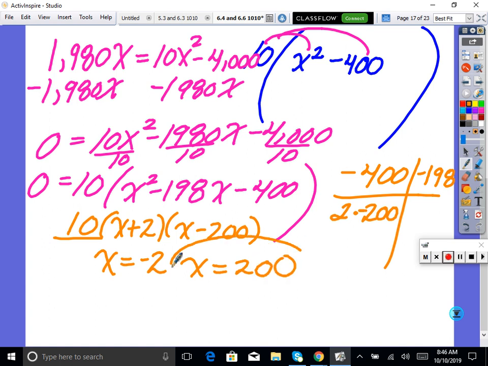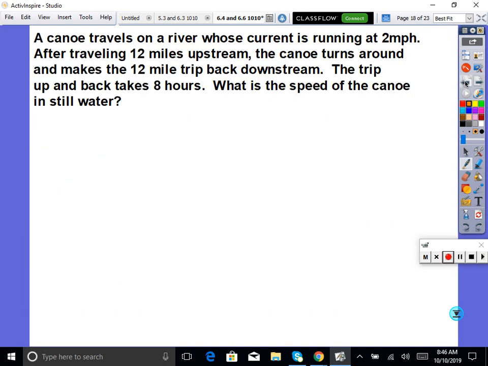X stood for the speed of our plane. So wouldn't it make sense to throw out the negative speed of the plane? So the answer is 200 miles per hour. We're going to do one final one where we set up just like that. We don't have to go through the whole thing, but I want to make sure we can set it up right. Okay, last example.